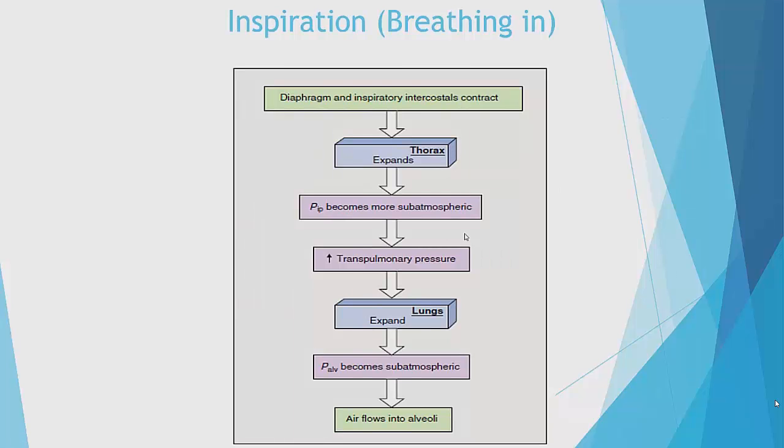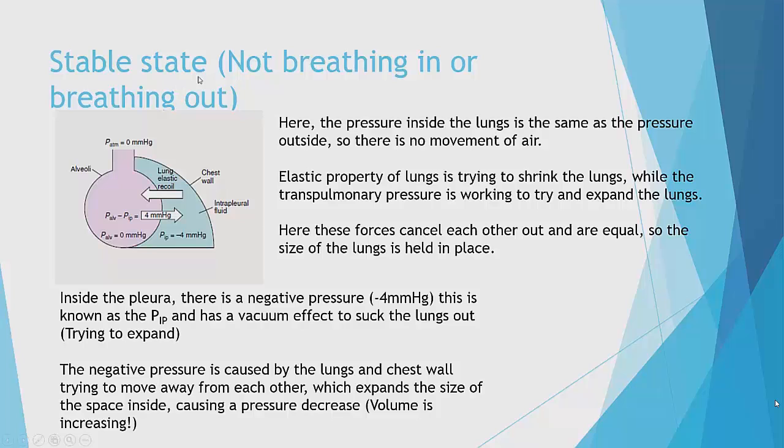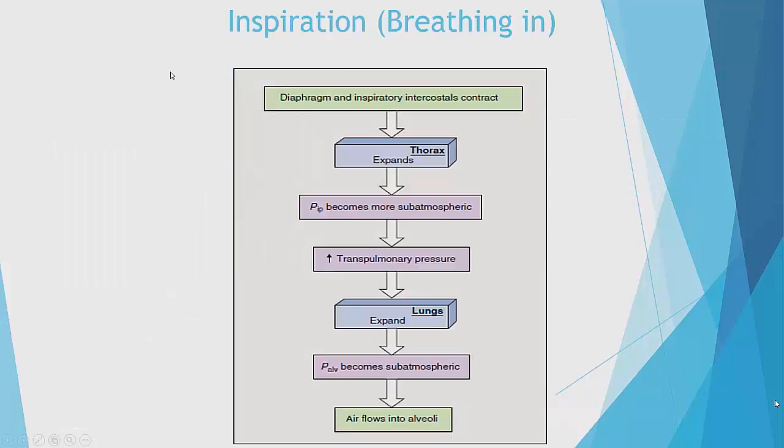So here, I'm just going to go through the process of breathing in. I've been through the process where we're in a stable state, where you're neither breathing in nor breathing out. So now I'll go through the process of inspiration. Here you have your diaphragm, remember the big muscle at the bottom, which separates the abdominal cavity from the thoracic cavity, and your inspiratory intercostals. These are the muscles which surround the ribs. When these contract, naturally, it allows the thoracic cavity to expand in size. You can see here an expansion of the thorax.